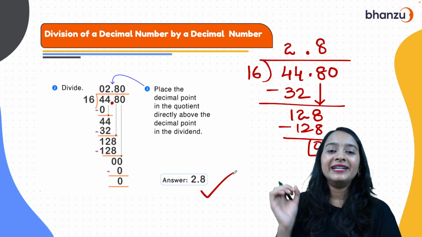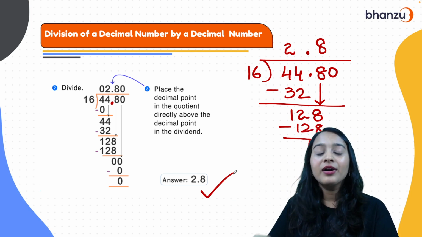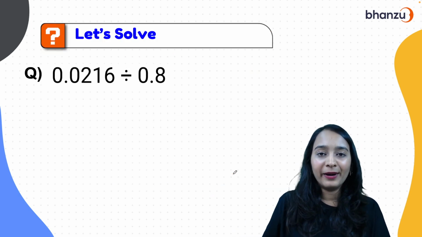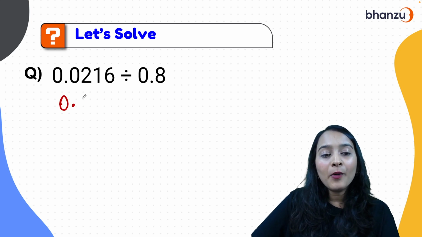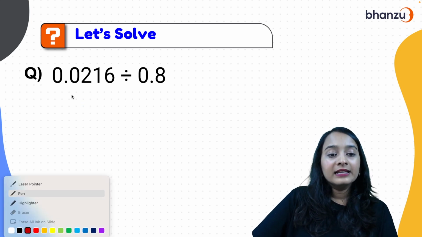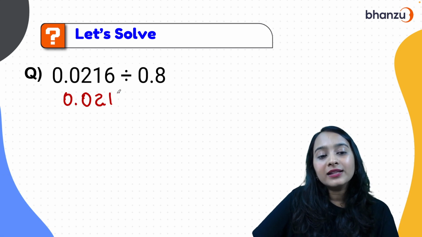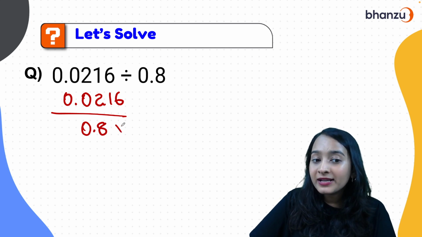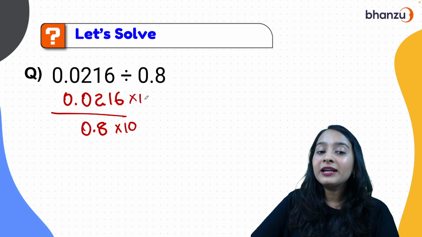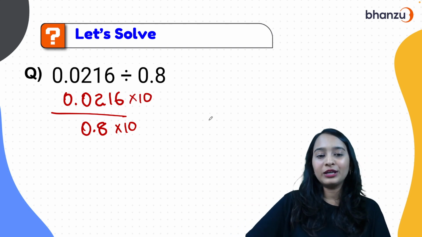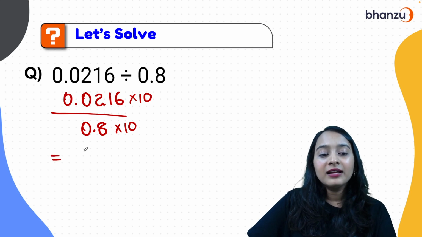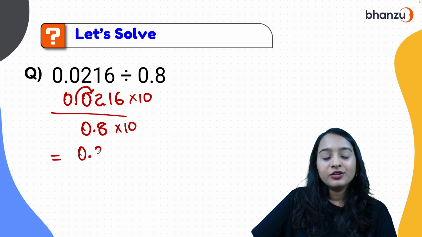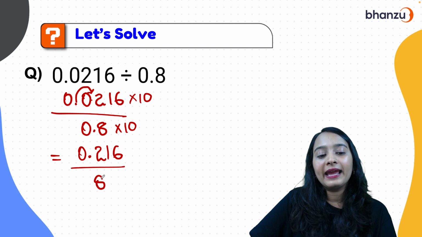Whenever you are dividing a decimal number by another decimal number, make sure that the denominator is always converted into a whole number. Now, for example, 0.0216 divided by 0.8. So, what number should I multiply? 10. Since I multiplied the denominator with 10, I'll multiply the numerator also with 10. So here you will have 0. Now there's only one digit I'll have to move towards the right. So it will be 216 by 8.